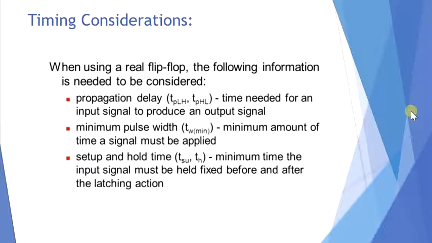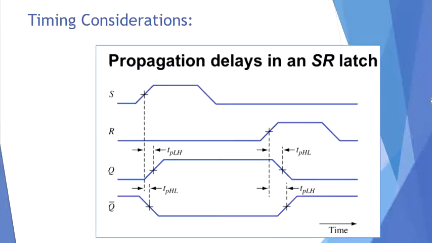The propagation delay is the time it takes for a change in the input signal to produce a change in the output signal. The propagation delay in each pair of the input and the output terminal is different, whether the change causes the output to go from logic 0 to 1 or from logic 1 to 0. Let me explain the propagation delay in the SR flip-flop using the timing diagram. Here you can see the graph of the inputs S, R, Q and Q bar.